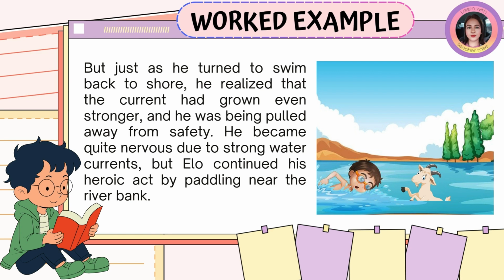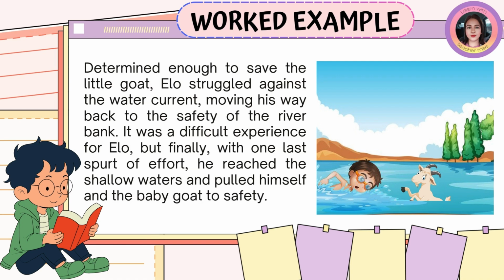But just as he turned to swim back to shore, he realized that the current had grown even stronger, and he was being pulled away from safety. He became quite nervous due to strong water currents. But Elo continued his heroic act by paddling near the river bank. Determined enough to save the little goat, Elo struggled against the water current, moving his way back to the safety of the river bank. It was a difficult experience for Elo.